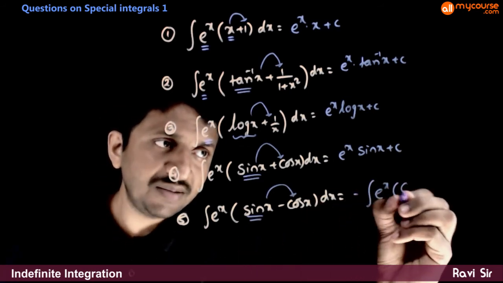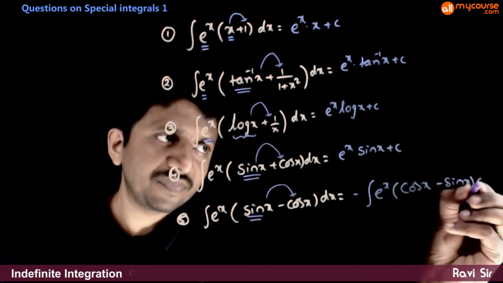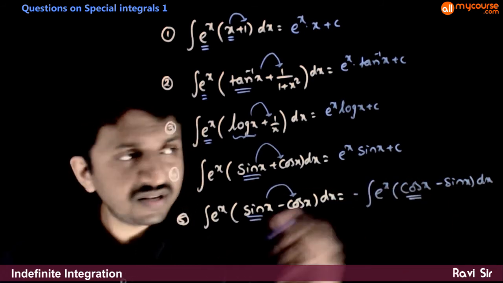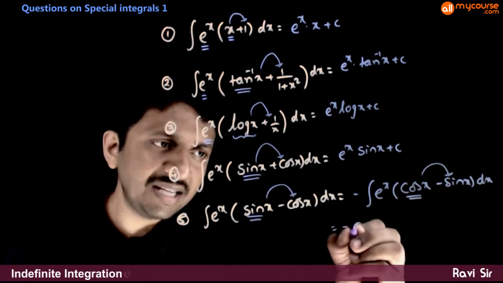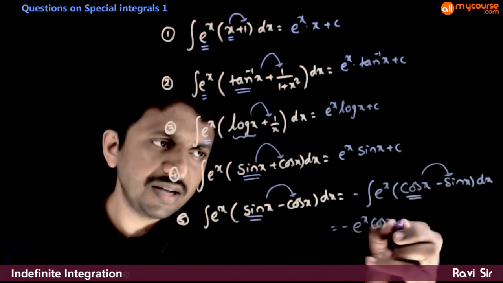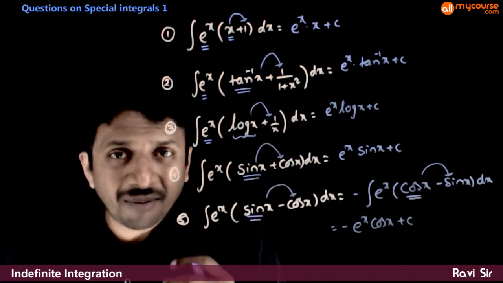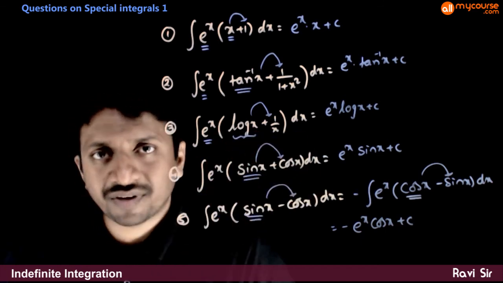So e^x times (cos x - sin x) dx. Now if you take cos x as your function f(x), minus sin x is its differentiation. So the answer is minus e^x times cos x plus c. So this is how we apply this formula e^x times (f(x) + f'(x)) dx.